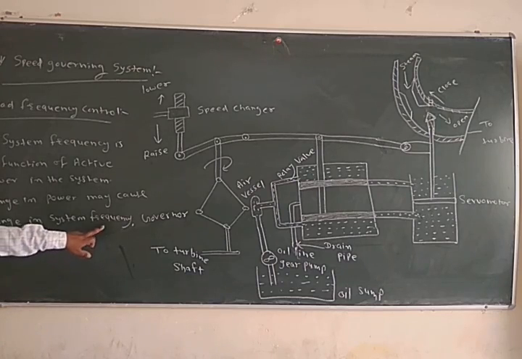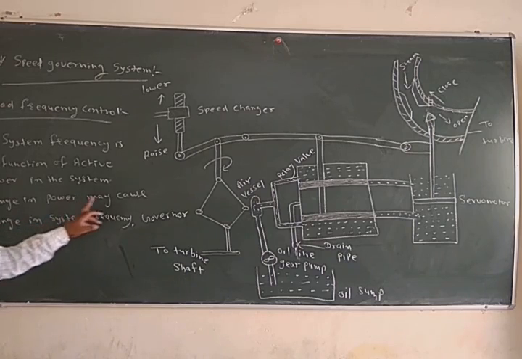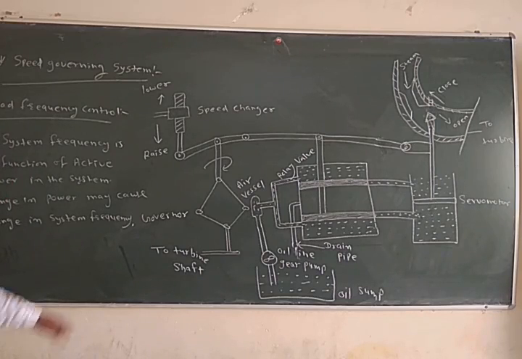Frequency of the system can be controlled by controlling the output power of the generator or the demand of the load. Now our power system has a wide area circuit, so load frequency control at a single point is not possible. So we decompose the complete power system into load frequency areas.